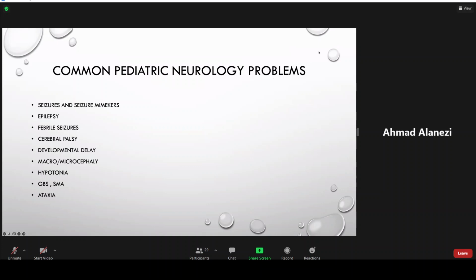Now, what are the problems that you might face in pediatric neurology? During your rounds in the hospital, I'm sure you have seen some of those problems. Seizure is a very common presentation to hospital, and also seizure mimickers. There are true seizures, and then there are abnormal movements mimicking seizures, which are not seizures. Do you have an example for this, guys?